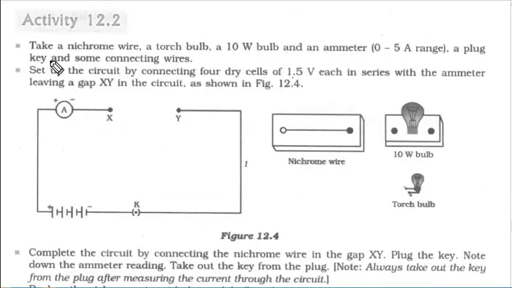Now we will try to find out whether different components, like here we have nichrome wire, 10-watt bulb and torch bulb, will use the same current or different current when we keep the voltage fixed. You can see that we have kept the voltage fixed here. We have used 1, 2, 3, 4 cells, so they are fixed. That means here the voltage is fixed, our V is constant. Clear?